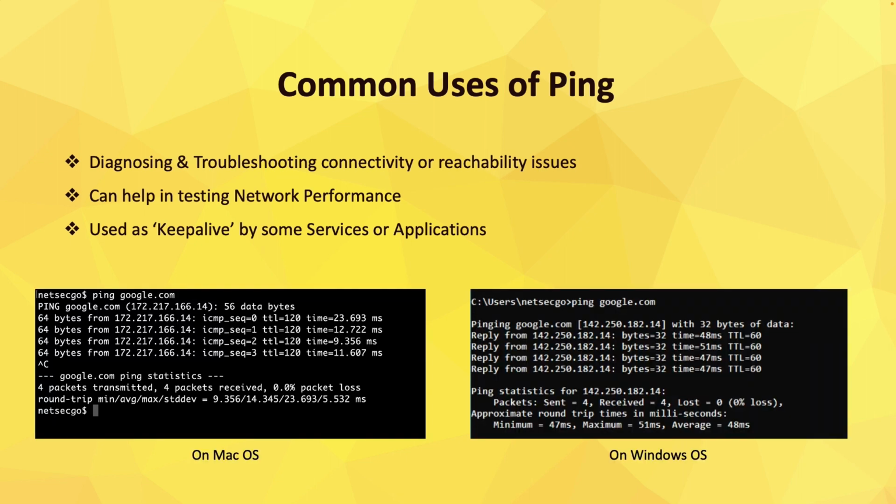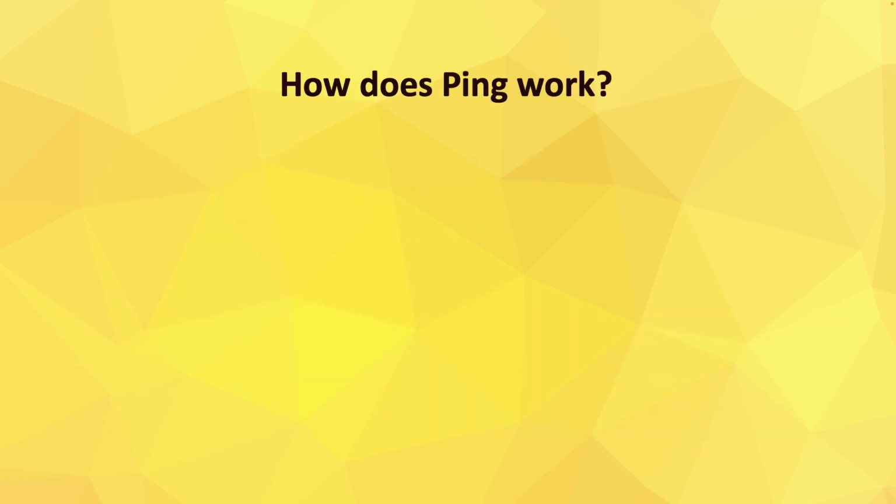Now here are two snippets of the outputs of ping command I ran on both Mac and Windows. The Mac output is on the left and the Windows one is on the right. There are some minor differences, but mostly it's the same characteristics mentioned in both outputs. Things like destination IP, bytes, round trip time or RTT. And we're going to be taking a look at this practically with Wireshark in just a bit.